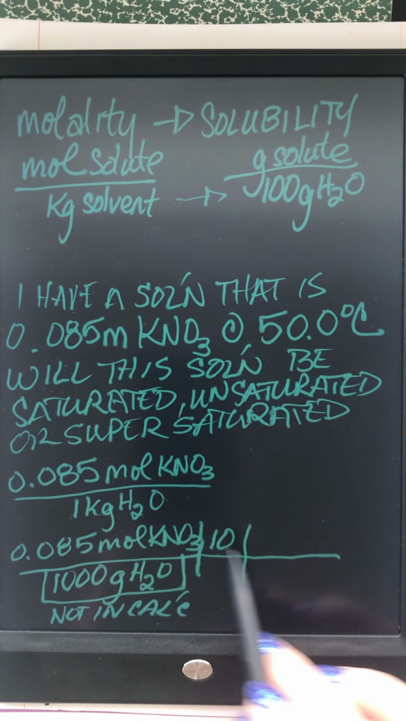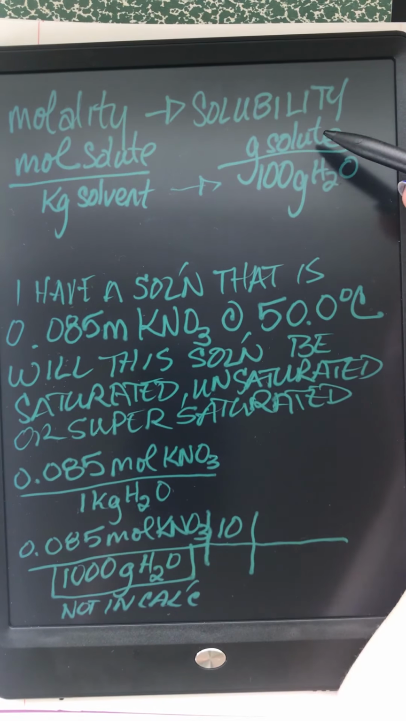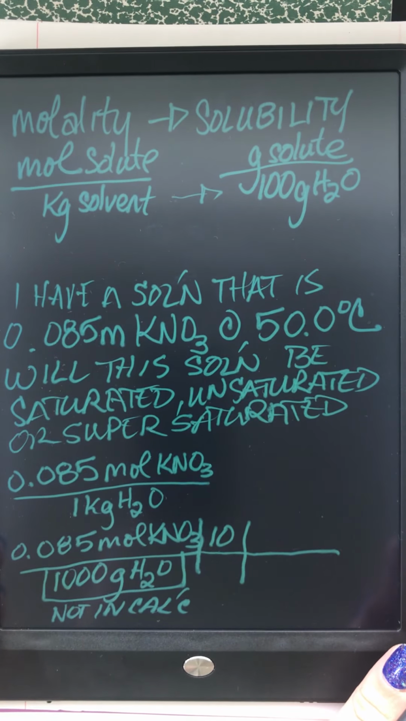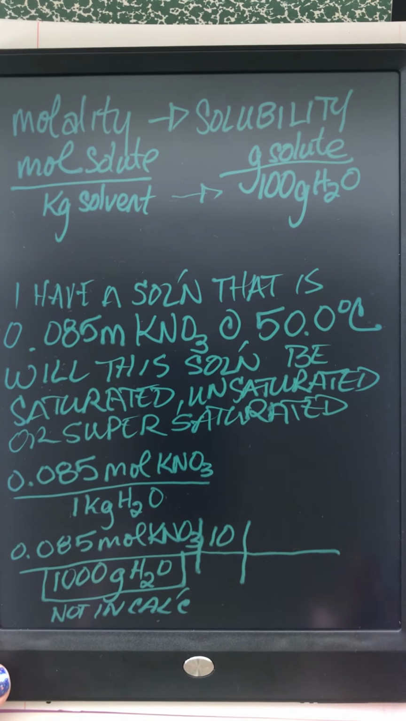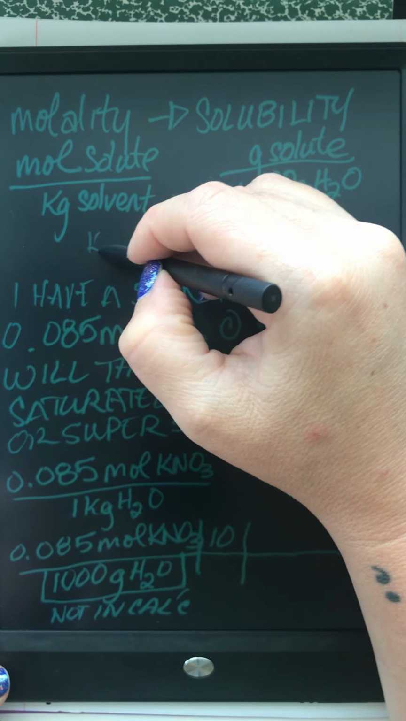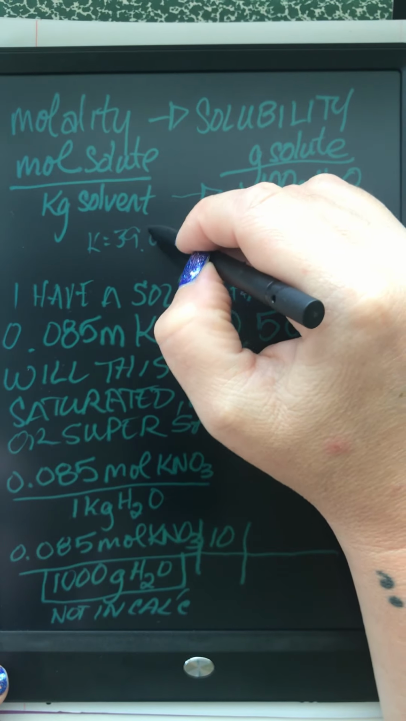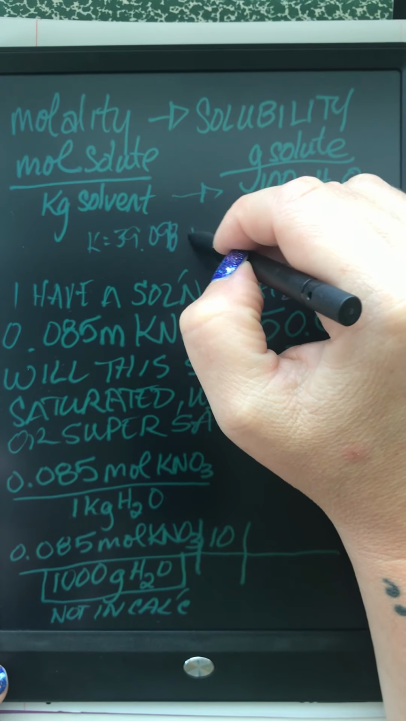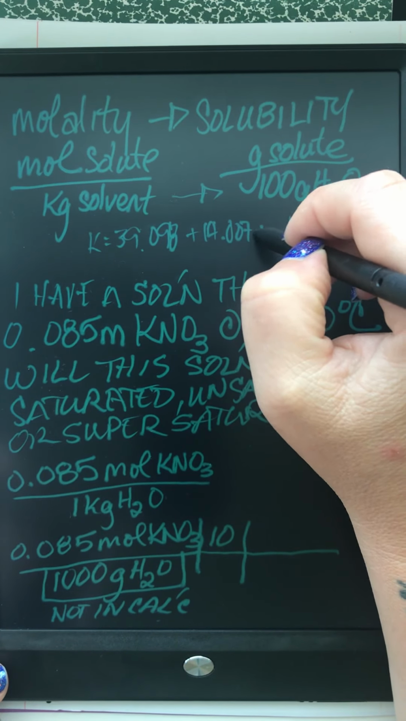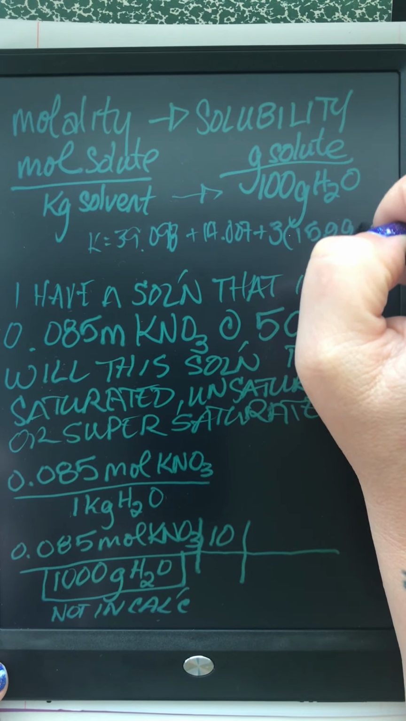So now the last thing we need to do is get moles of potassium nitrate into grams of potassium nitrate, right? So for that we need the molar mass. So we've got potassium is 39.098 plus nitrogen 14.007 plus 3 times our oxygen.